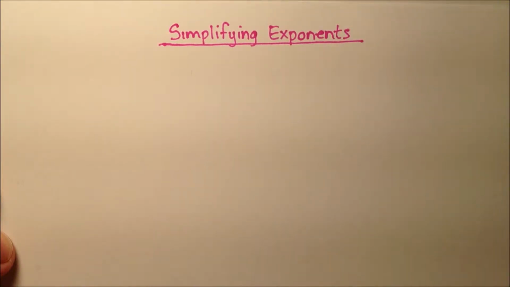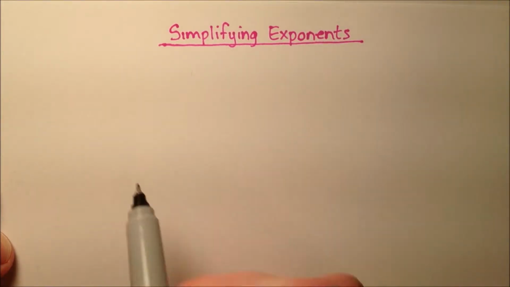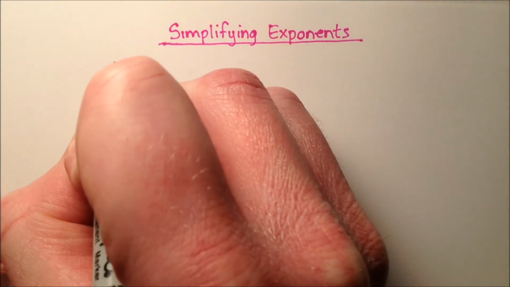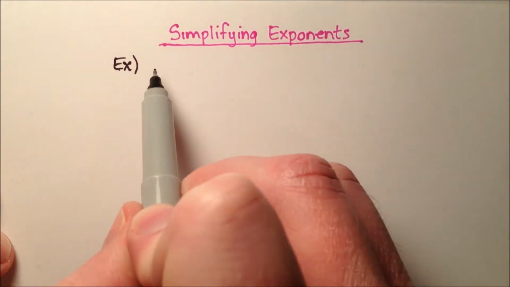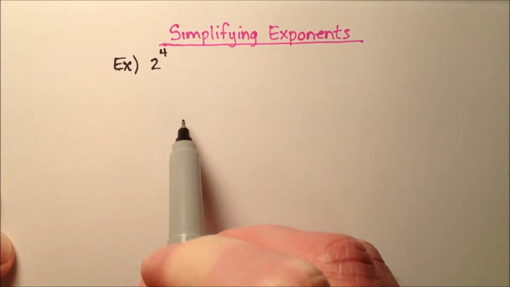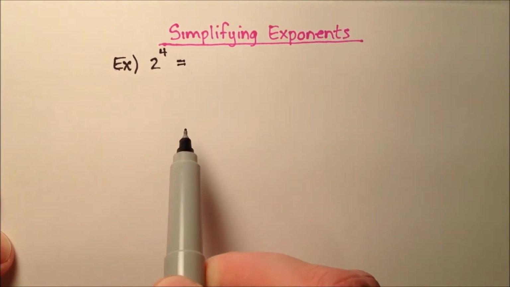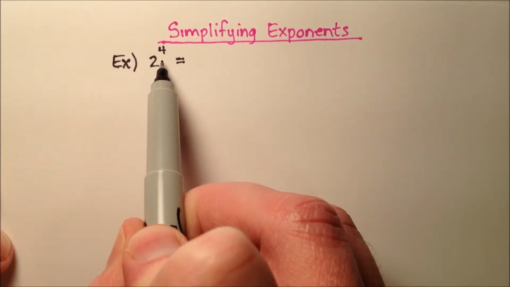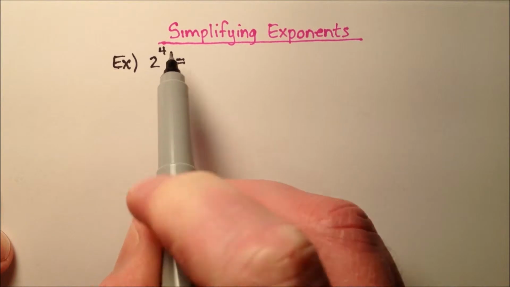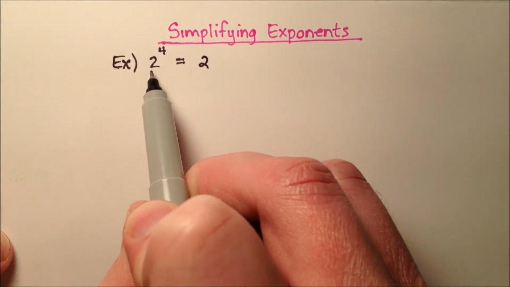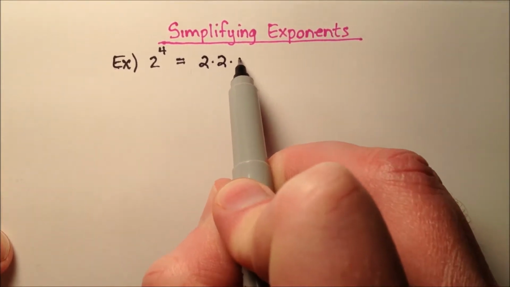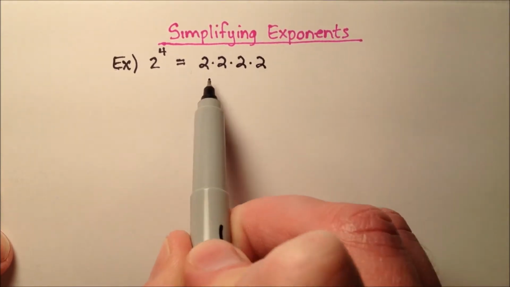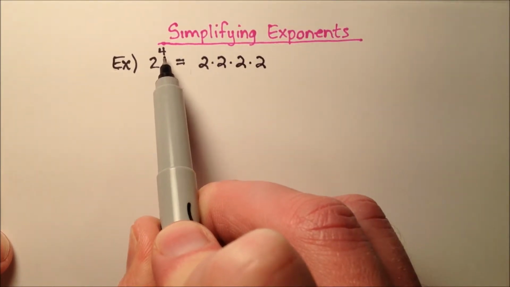This video is going to cover simplifying exponents. But to begin, I just want to talk about what exponents are and how they work. So if we have an example that looks like this, 2 to the power of 4, really, what do we have? Well, we have 2 as our base and 4 as our exponent. So what does this mean? It means I'm going to take 2, the base, and multiply it by itself 4 times. And I know 4 times because that's the exponent.